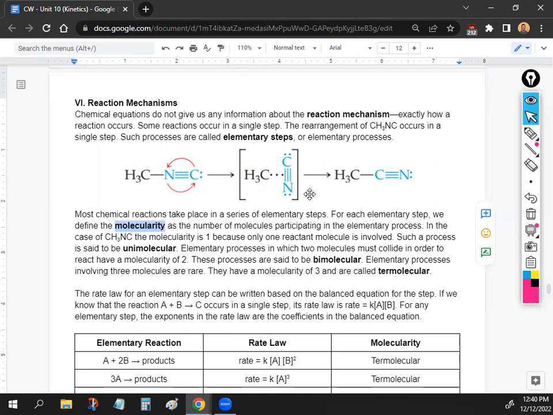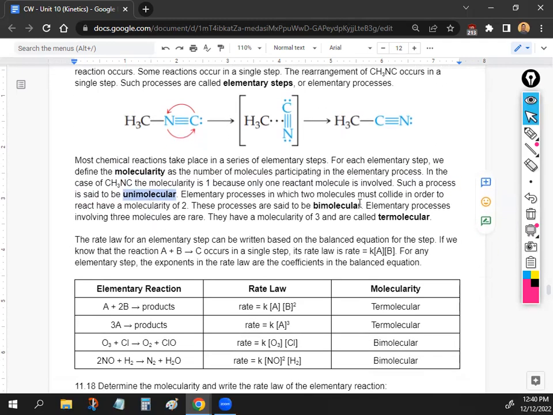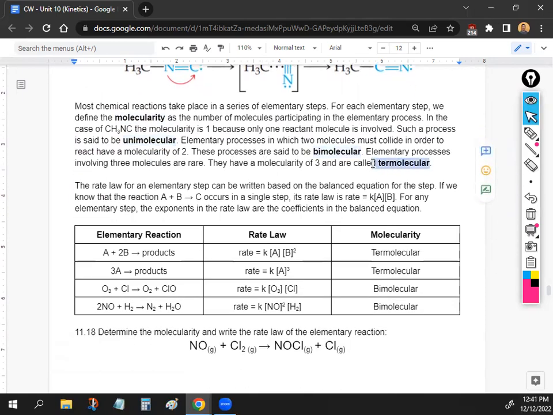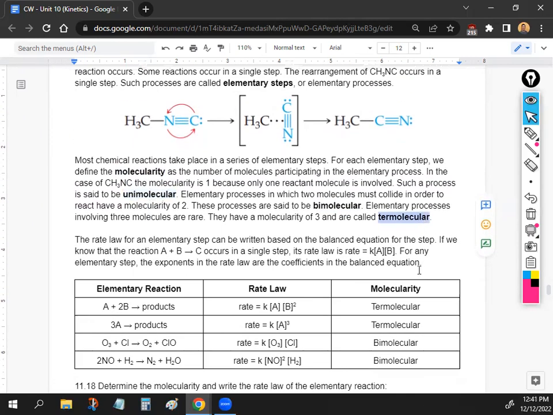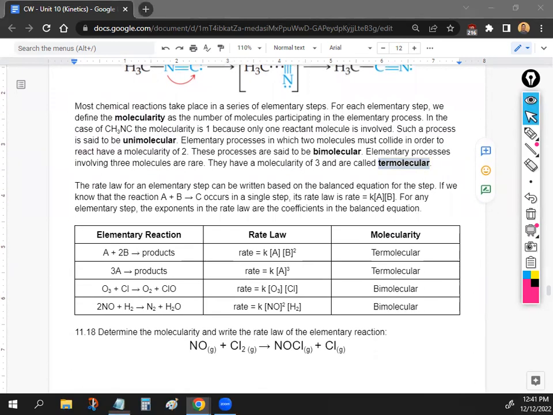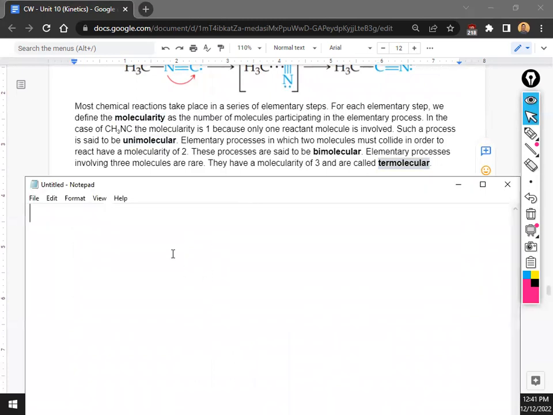Okay, so if a reaction can take place in one step, it's called unimolecular, right? Which makes sense. Uni is the prefix for one. If a reaction requires 2 steps, it's bimolecular. If it takes place in 3 steps, it's termolecular, and so on and so forth. Okay, now I'm gonna draw an amazing picture for you guys, as you guys are used to. Let me talk about what unimolecular, bimolecular, and termolecular mean.